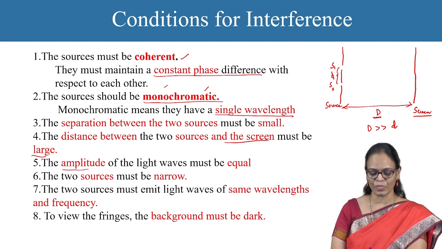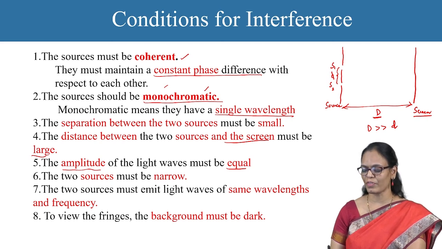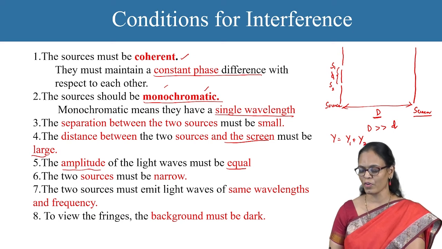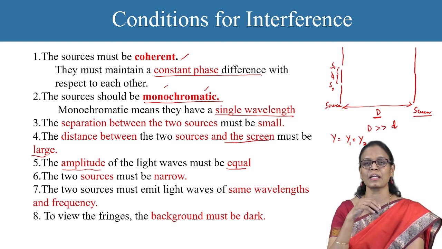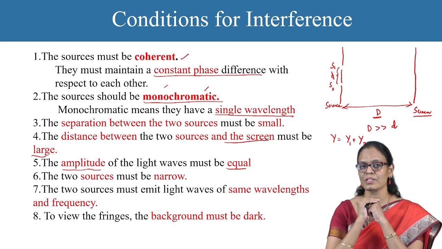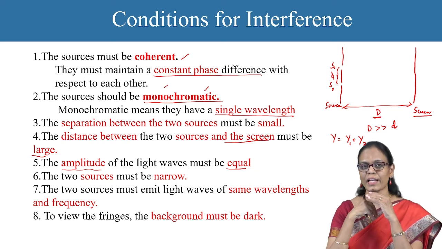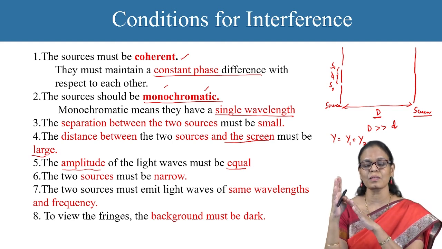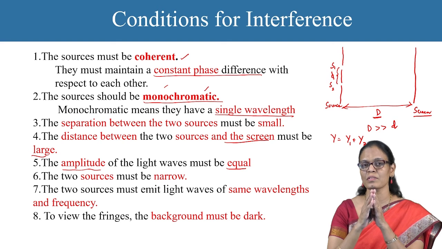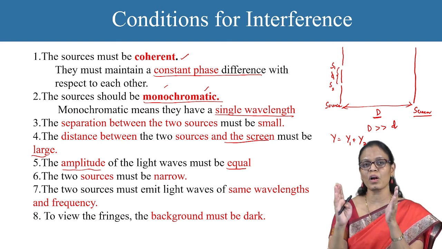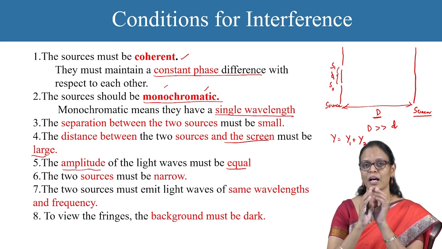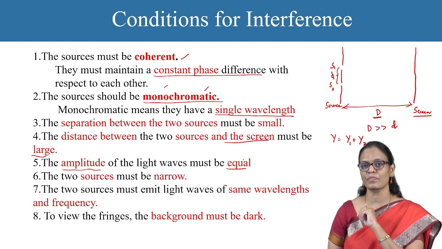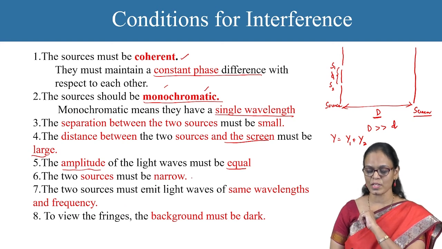Then the amplitude of the waves must be equal. Amplitude of the waves means we are talking about y equal to y1 plus y2 displacements. So for both the waves, the amplitudes must be equal. If they are not equal, when they are interfering destructively, the first one will not cancel the other one and you will not have an exactly dark fringe. You will have bright fringes followed by less bright fringes because the displacements do not cancel out and you do not get a perfect dark fringe. So the amplitude of the light waves must be equal and the two sources must be narrow.